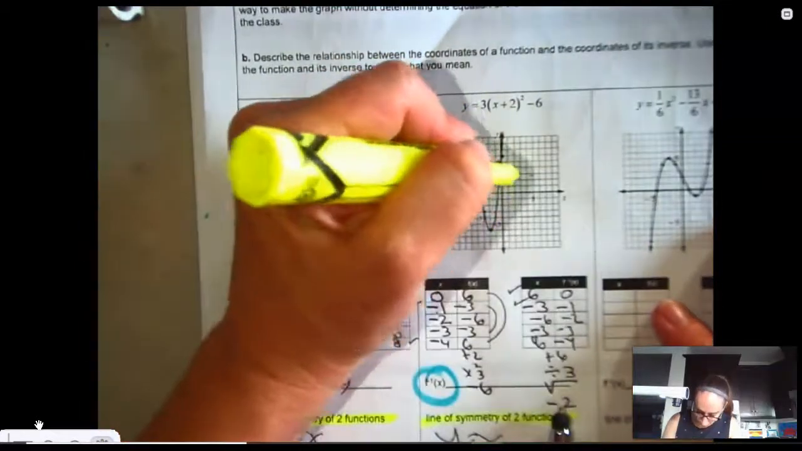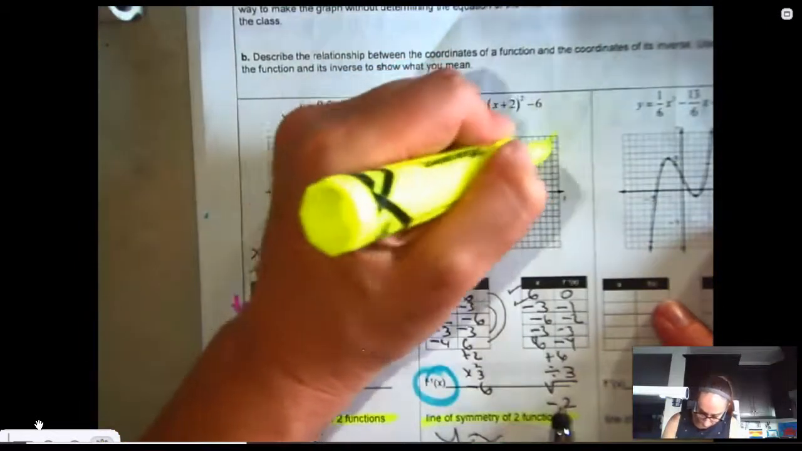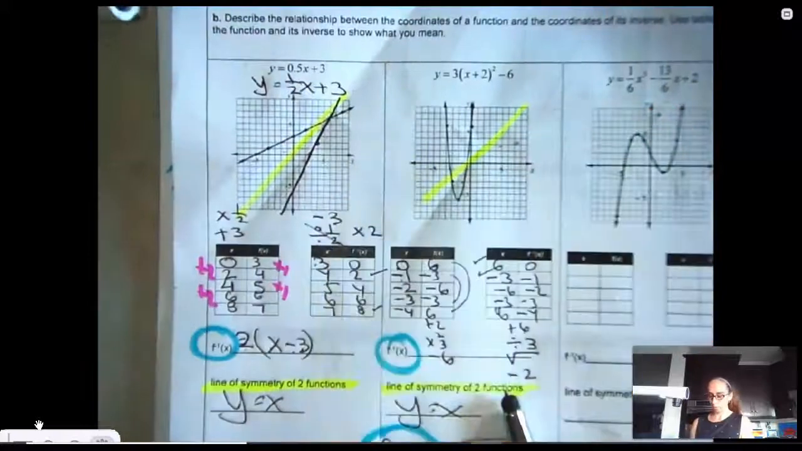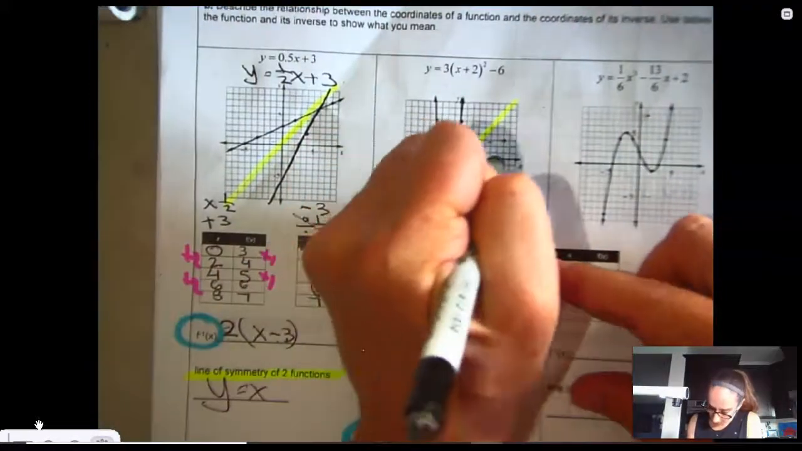Excuse me. 1, 1, 2, 2, 3, 3, 4, 4. So if I folded my paper and I had that see-through paper, I should be able to graph it. Looks like it's going to be over there. Let's see. 6, 0.